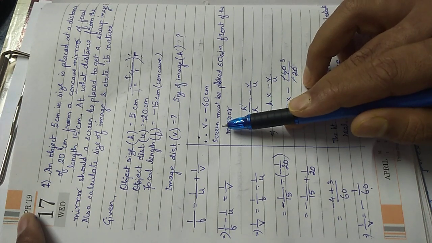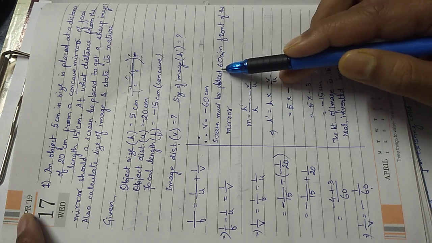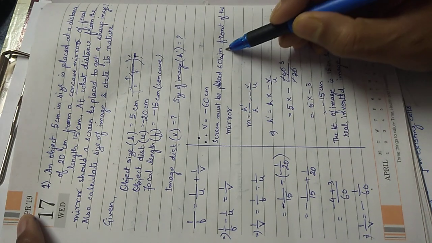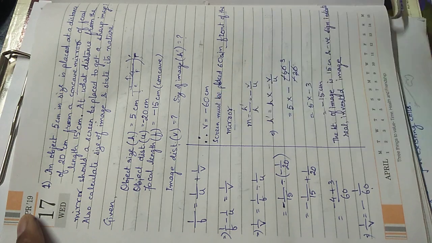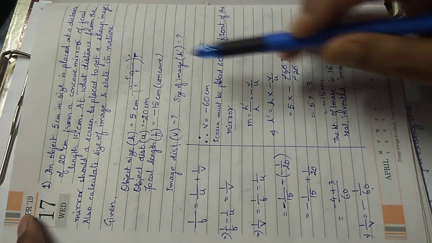So what statement will we write? The screen must be placed 60 centimeter. Here I am not mentioning the sign. It must be placed 60 centimeter in front of the mirror. These words, in front of the mirror, will themselves indicate that there is a minus sign. Okay. Next we have to find out the size of the image.